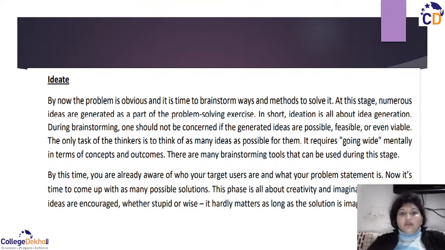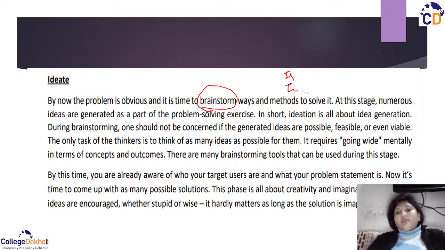So, I told you there are a number of brainstorming techniques through which you can ideate. Brain dump, brain writing, brainstorming, right? And methods to solve it. At this stage, numerous ideas are generated. So it might be possible you have created this would be your idea one, this would be your idea two, this would be your idea three, and so on, right? So there are a number of ideas through which you can solve the problem, and the idea which gives the optimal solution should be selected, right?